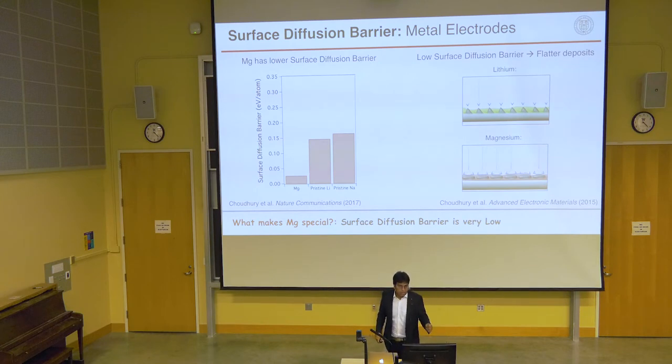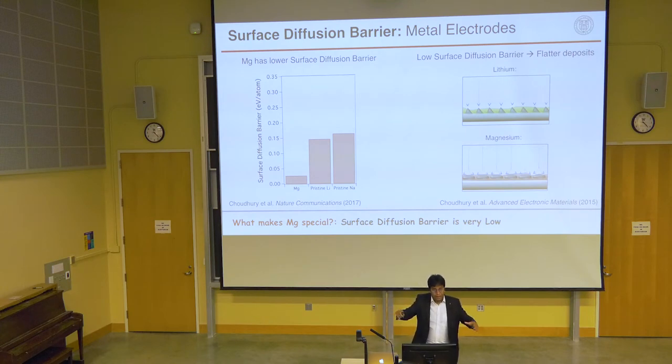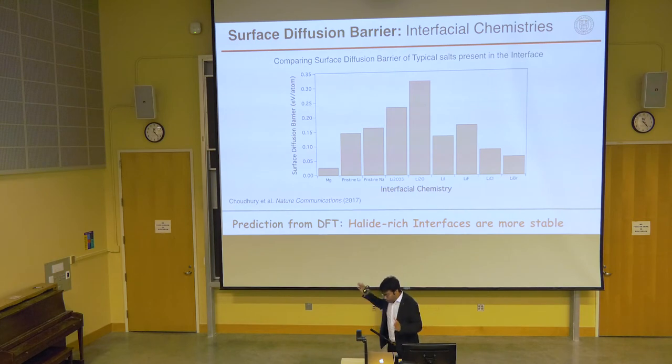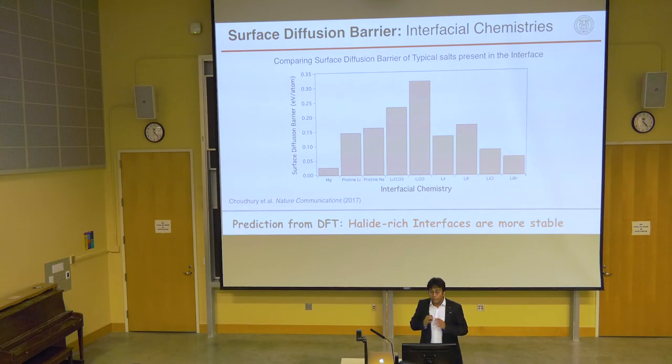But as I previously mentioned, lithium is not always lithium at the interface. It reacts with the electrolyte to form different species. So we carried out these DFT calculations for many different salts, including the commonly found salts at the interface, like the carbonate, oxide, fluoride, and so on. And something interesting that we found is that the surface diffusion barrier is much higher for lithium carbonate and oxides, which are the typical SEI forming salts. The typical electrolytes people use in batteries are based on organic carbonates. So they react with the lithium metal to generate carbonates and oxide, which have very high surface diffusion barrier, and that's why dendrites are formed.